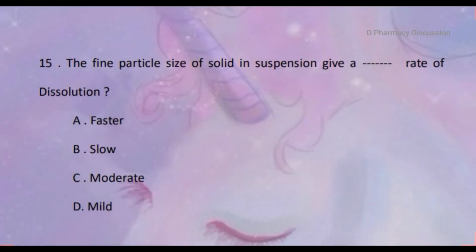Then question number 15. The fine particle size of solid in suspension gives a dash rate of dissolution. Options are A faster, B slow, C moderate, D mild. Correct one is option A, that is the fine particle size of solid in suspension gives a faster rate of dissolution.